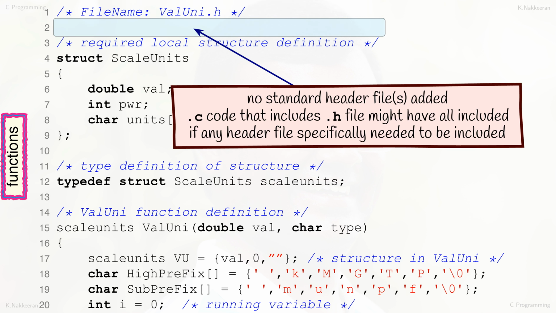With the statements written for the ValueUni function, there is no requirement of any standard header file, and hence we have not included any. In most cases, the .c source code that includes a programmer-defined separate .h function file might have all standard header library files included. In case of any header file specifically needed because of the statements written within the programmer-defined separate .h function file, then that has to be included here.